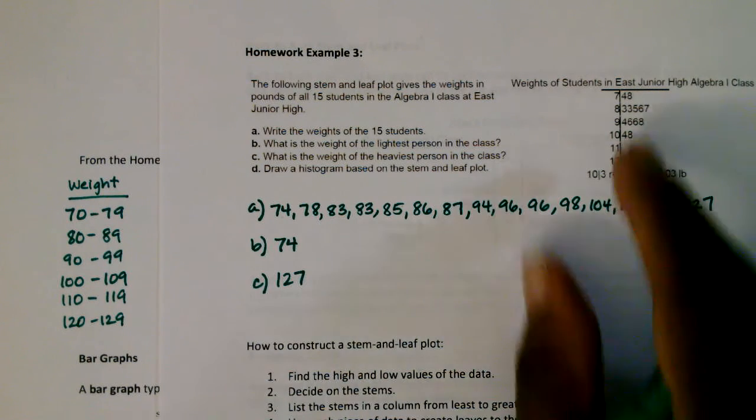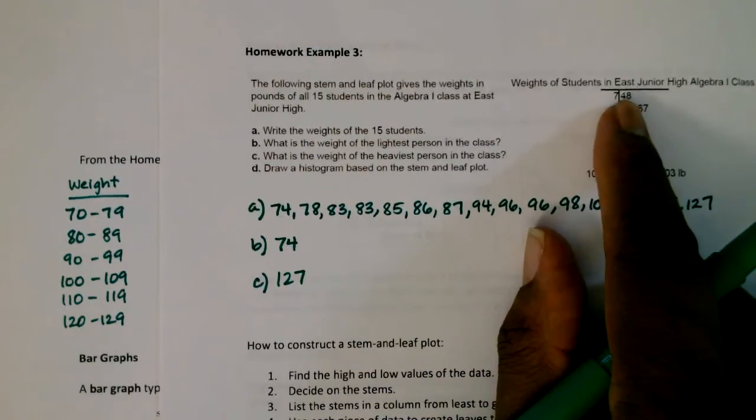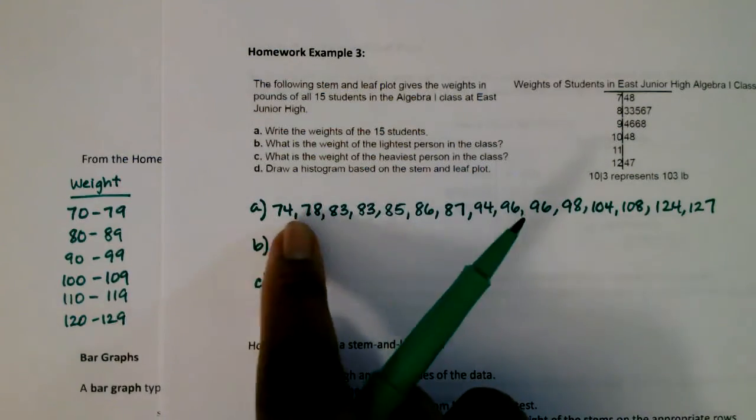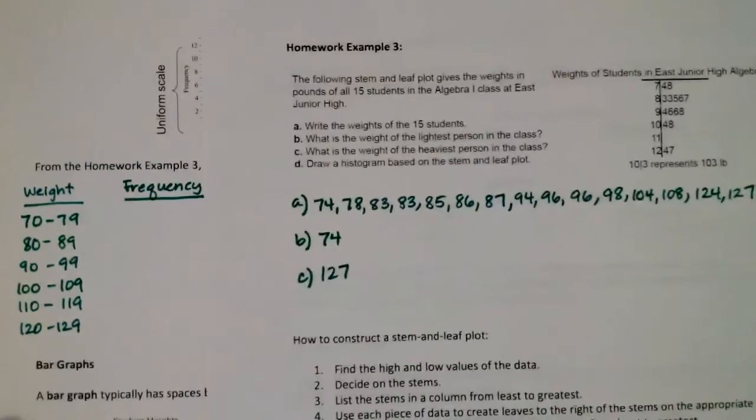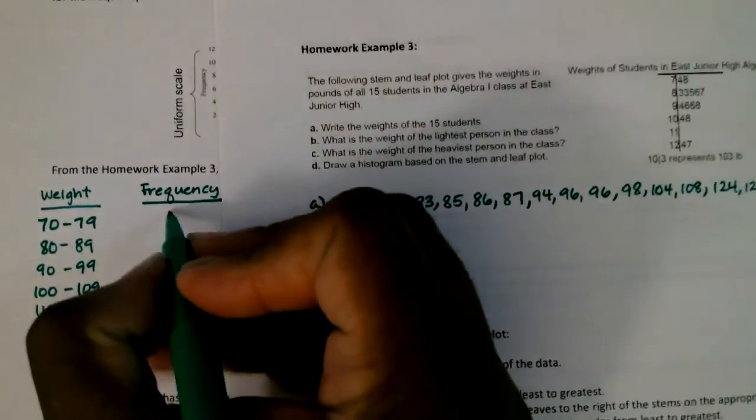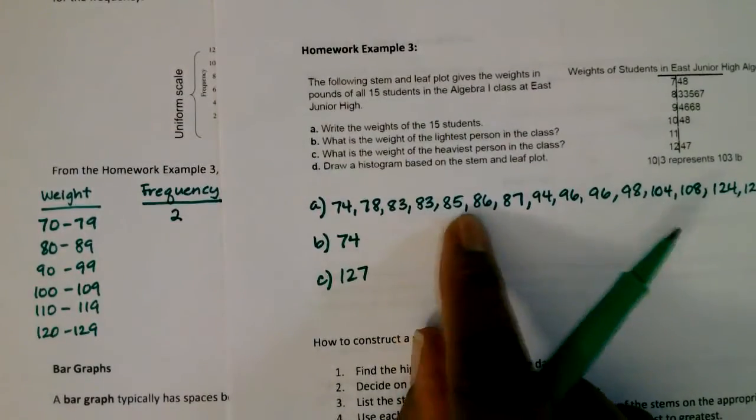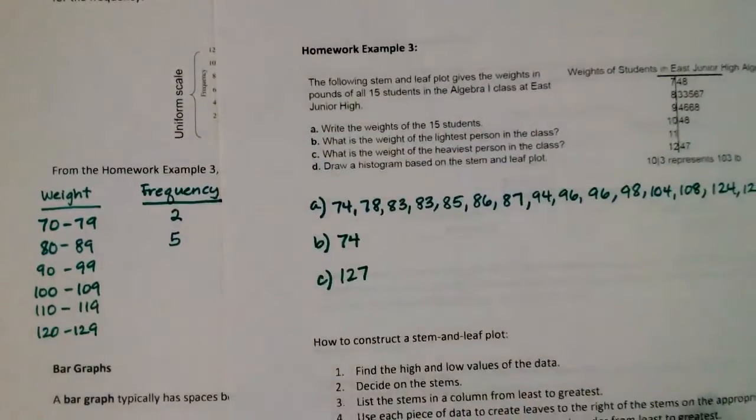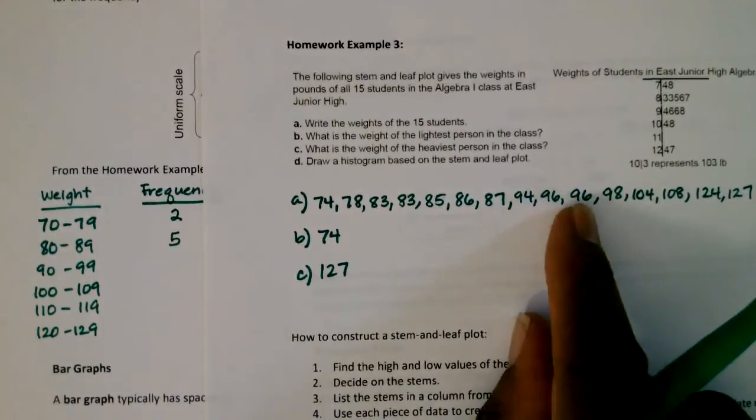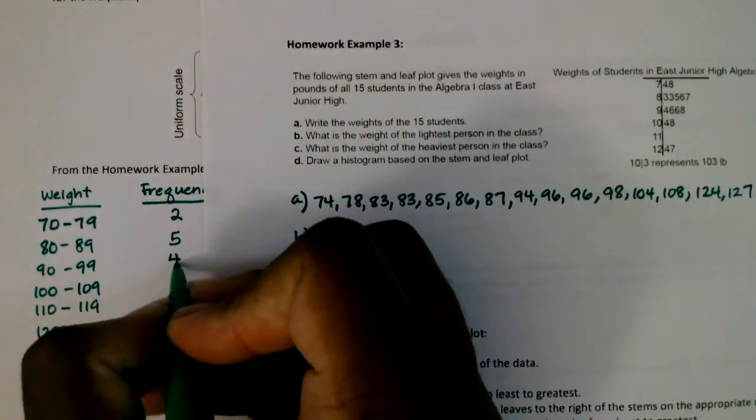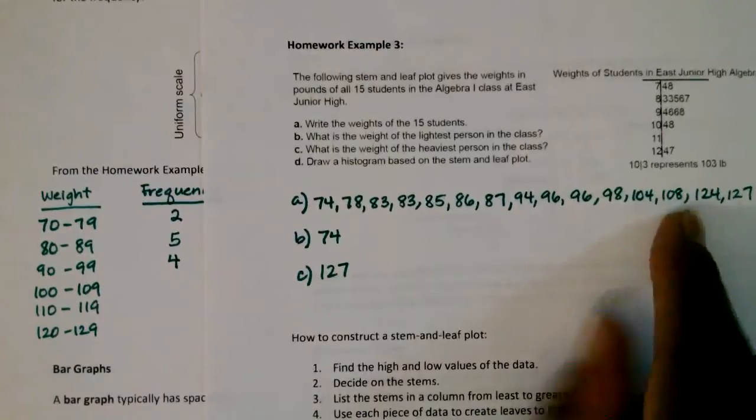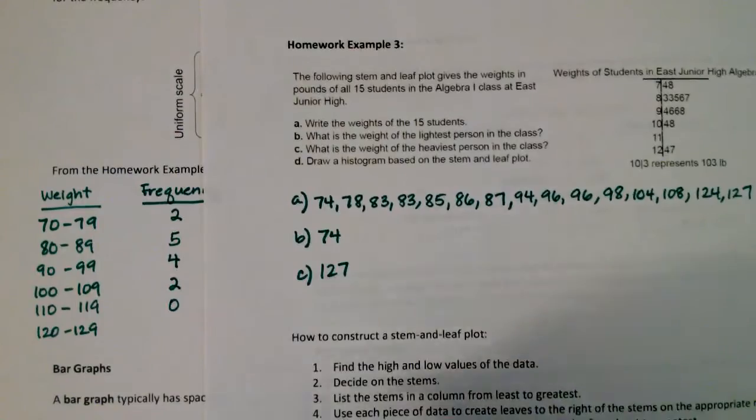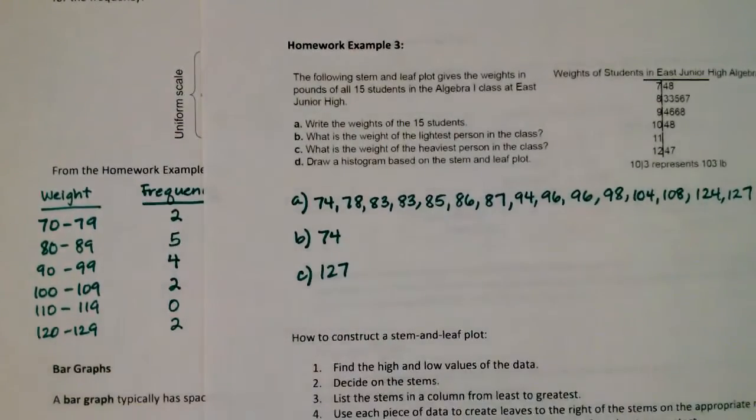Now let's count how many leaves I have for each of those stems. And you can look at this right here and determine how many data values you have between 70 and 79. In this case, there are 2 of them. So that frequency would be 2. For 80 to 89, as you can see, there are 1, 2, 3, 4, 5. Then for 90 to 99, there's 1, 2, 3, 4. From 100 to 109, there are only 2. From 110 to 119, there's 0. And then for 120 to 129, there are only 2.